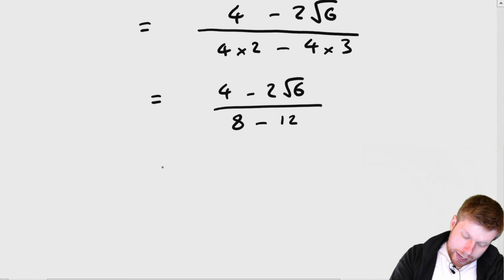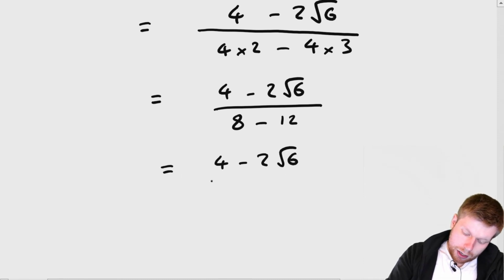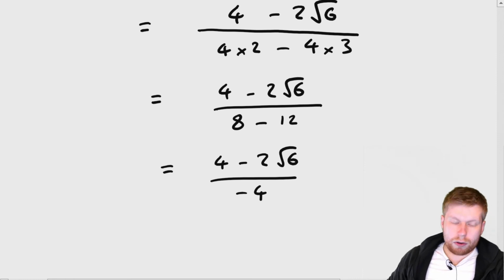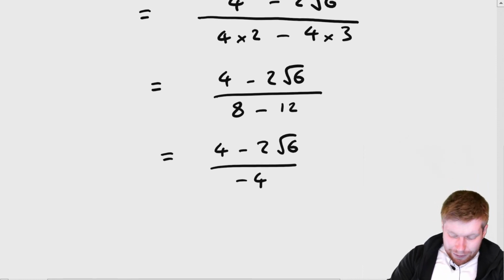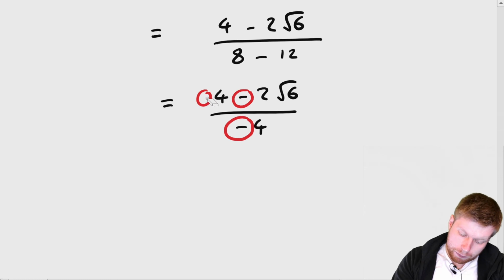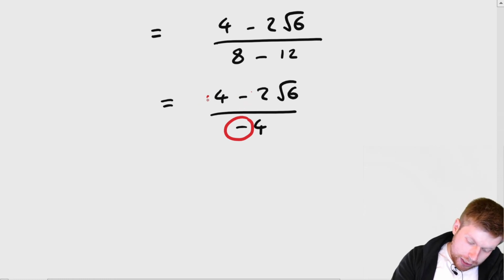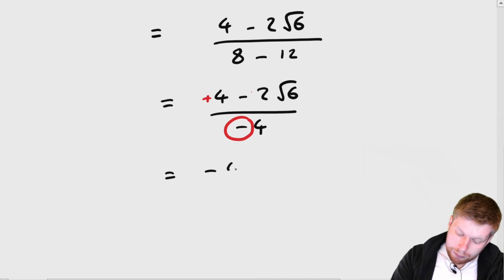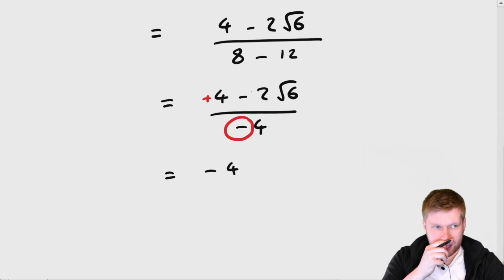Let's have a look what I've got here. All right, so I got 4 minus 2 root 6. On denominator, I get negative 4. Okay, I get negative 4. Now, I can actually simplify this even further. Let's first of all deal with the negative. Okay, so I'm going to divide this by negative and this by negative. Okay, well, if I divide positive 4 by a negative, that will become a negative 4.